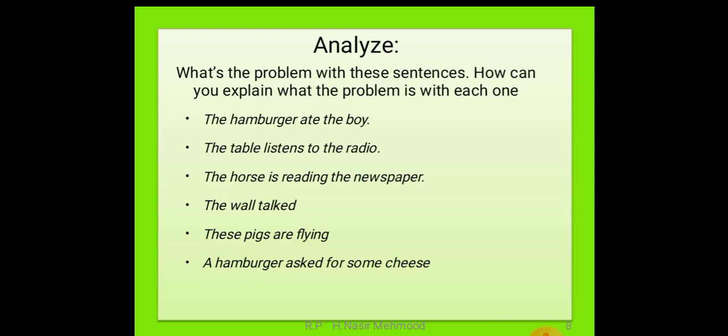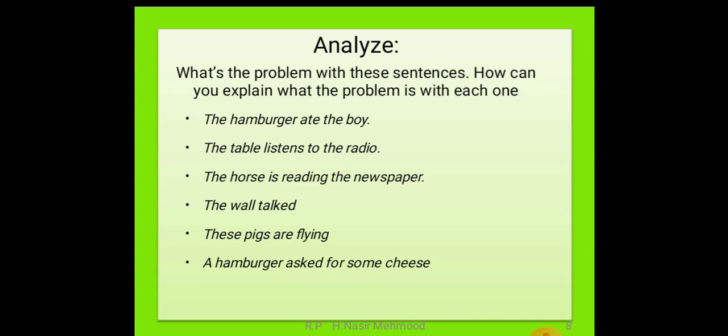This table is unable to listen. So grammatically this is correct, because the table is a noun phrase, and to the radio is another phrase, and grammatically this sentence is totally 100% correct. But semantically this sentence is odd.